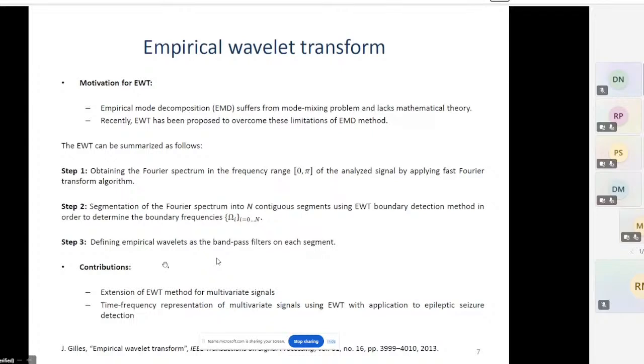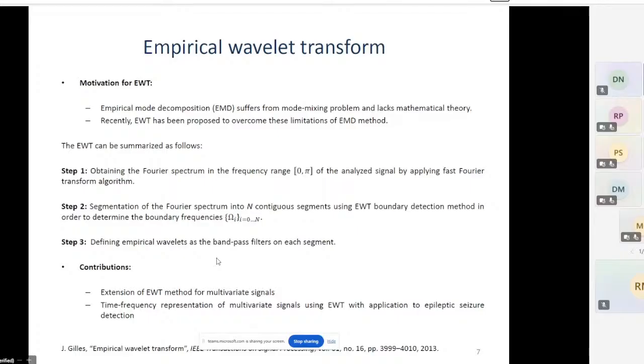Our contributions include an extension of the EWT method for multivariate signals, and then we apply time frequency representation of multivariate signals using EWT, with application to epilepsy seizure detection. This is a very interesting time frequency representation. It is another form of image. You have one-dimensional biomedical data, and it can be converted into a time frequency representation.